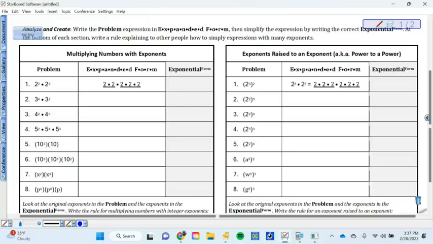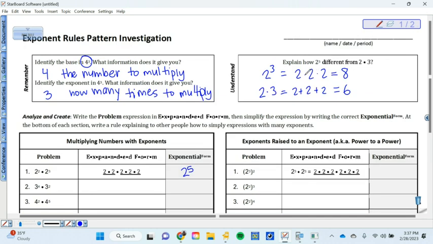Okay, you stop. 2 squared times 2 cubed, right? That's 2 times 2 times 2 times 2 times 2. That's expanded form when we write it all the way out like that. What do you think it's going to be in exponential form? Two to the 5th power. So exponential form means it has an exponent, right? So up here, 2 times 2 times 2, that was my expanded form. 2 cubed is exponential form.